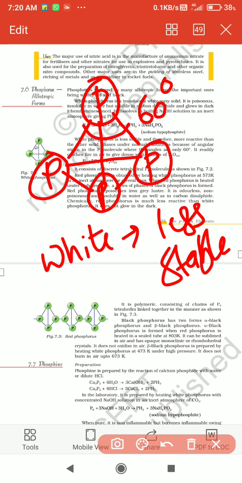And it easily catches fire, very fast, and gives wide dense fumes of P4O10, phosphorus pentoxide. This is about white phosphorus.